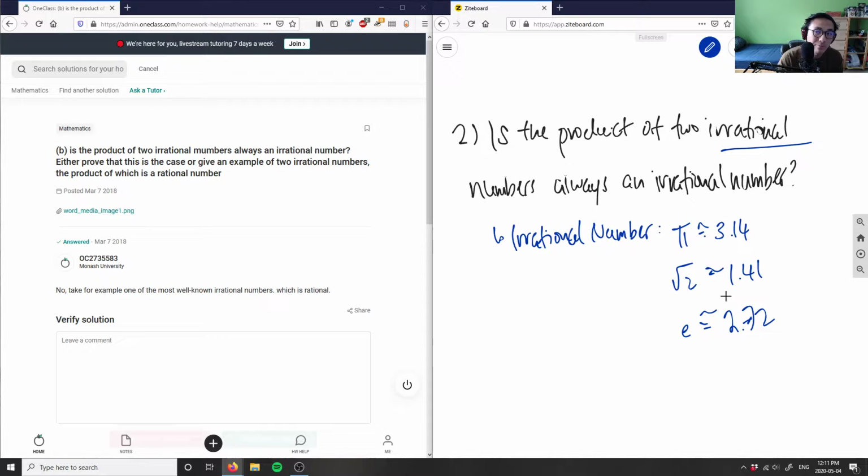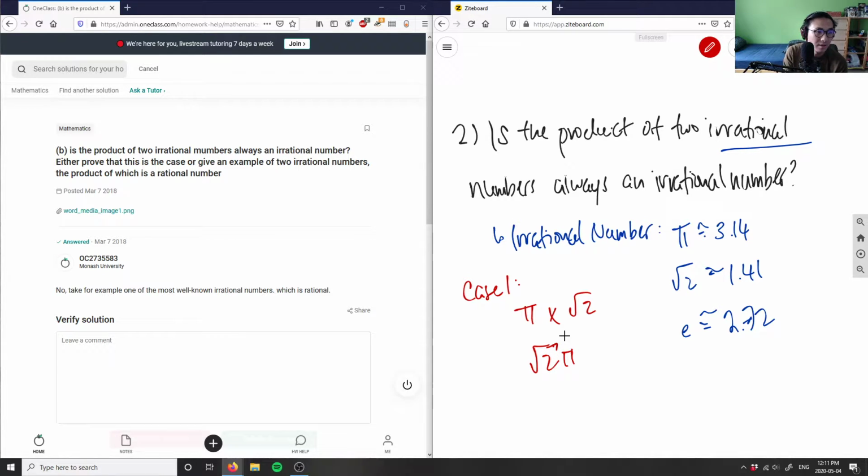So the question is asking, is the product of two irrational numbers always an irrational number? So if I multiply, for example, let's do case one here. Let's solve this using logic. So case one, if I had, let's say, pi times root 2. Both of these guys are irrational numbers. So if I were to multiply pi by root 2 here, I would simply just get root 2 times pi, right?